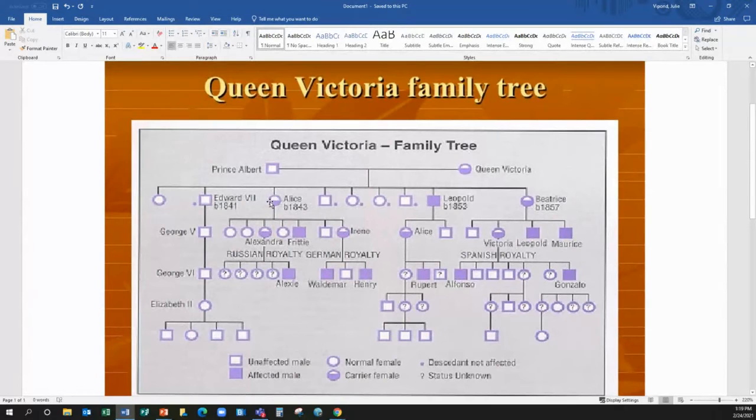Alice goes on to have several children, and her children marry into the Russian royal family. Her daughter Irene marries into the German royal family. You have 2 sons here and 2 daughters. Females are circles, and men are squares. Leopold, one of their sons, gets married, I want to say, into Coburg. Right, so this is more of the Prussian, German, Austro-Hungarian line.